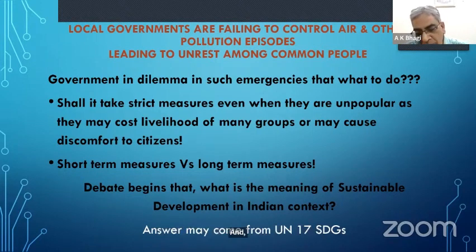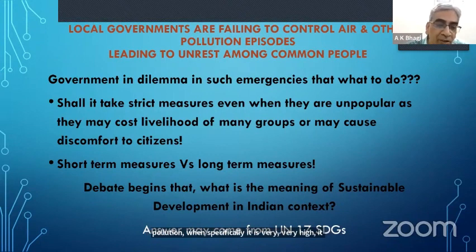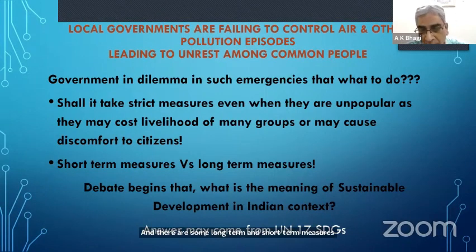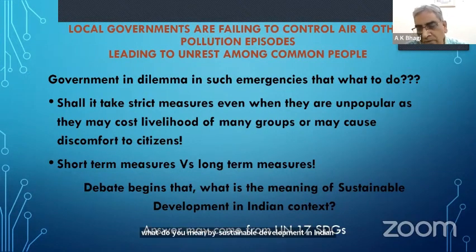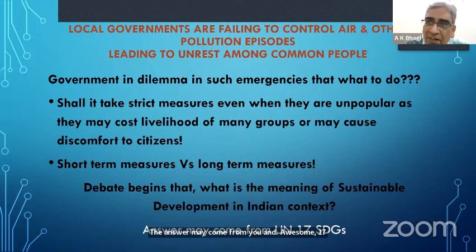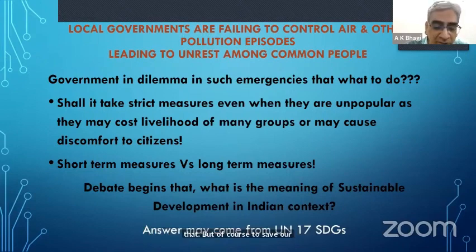When you are trying to control air pollution, when it is very, very high, it is always at the cost of the livelihood of some people. And there are some long-term and short-term measures which are to be taken. And this starts a debate about what we mean by sustainable development in the Indian context. The answer may come from the UN 17 Sustainable Development Goals. But the point is that developed countries have played with the environment so much. After being developed, now they are dictating to the underdeveloped countries, or the countries which have a future in development in these years, that please do not do this, do not do that. But of course, to save our lives, we have to take strict measures. There's no doubt about it.